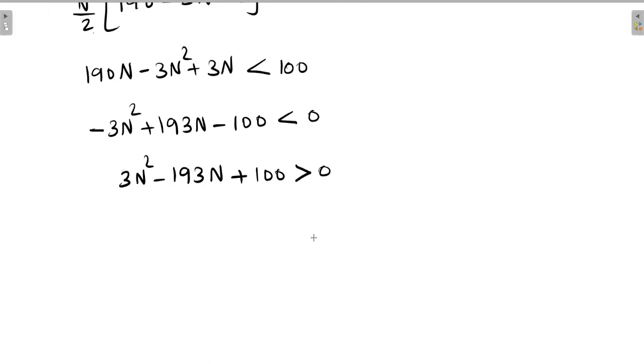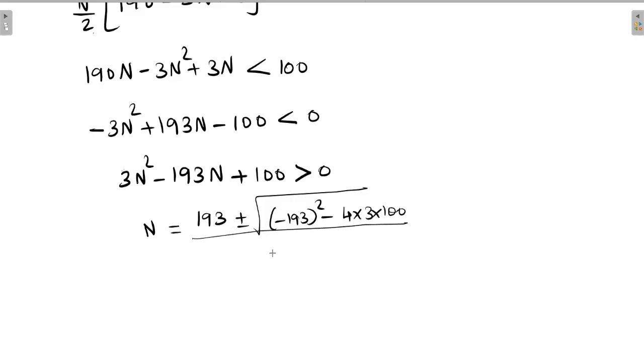We can find the value of n because we have to find the smallest integer n. n equals, we can use the formula minus b plus or minus the square root of b square minus 4ac, divided by 2a. So minus of minus 193 plus or minus the square root of minus 193 square minus 4 times 3 times 100, divided by 2 times 3. By using a calculator, one value is n equal to 0.5 and the other value is 63.8.